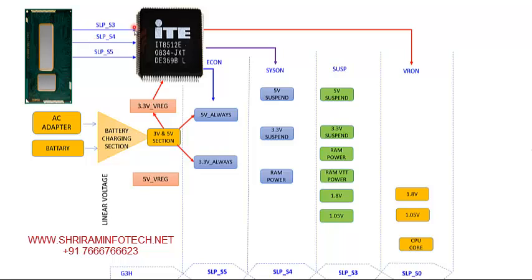Now we'll see why these three signals and how they work. But before that, SIO should get the power. So how does the SIO get the power? SIO gets the power from the linear circuitry. This is a 3 volt and 5 volt section, and SIO gets the power from this section. And how does this section get the power? This section gets the power either from the adapter or the battery. Here are the two inputs, adapter input and the battery input.